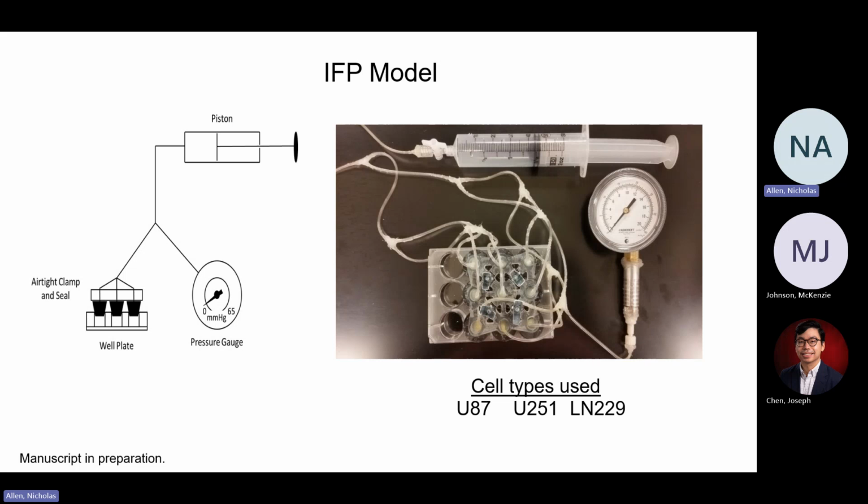So we looked at 3 different cell lines: U87, U251, LM229. These are all established glioblastoma cell lines. But what's interesting is they have different properties. U87 forms more nodular cancers, LM229 forms more diffuse and spread cancers, and U251 is somewhere in the middle. So that gives us some different phenotypes that we can compare across.